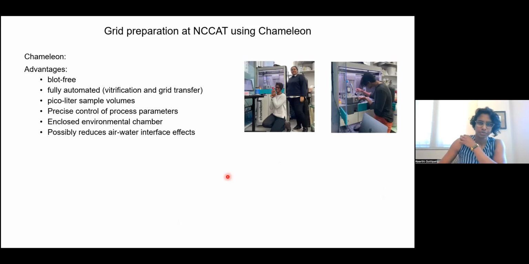So I don't have to introduce Chameleon to you, but just to mention that Chameleon is a blot-free approach to vitrification. It uses picoliter sample volumes. It has precise control over the process, and it's completely enclosed. It's a fully automated process. The other advantage being that it possibly reduces the air-water interface effects. So this is Maida and me working on the Chameleon at NCCAT.